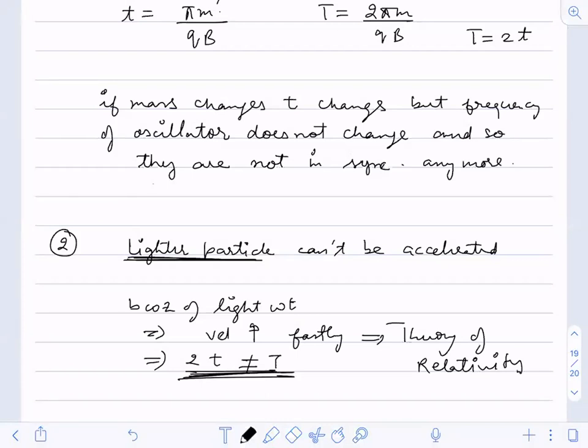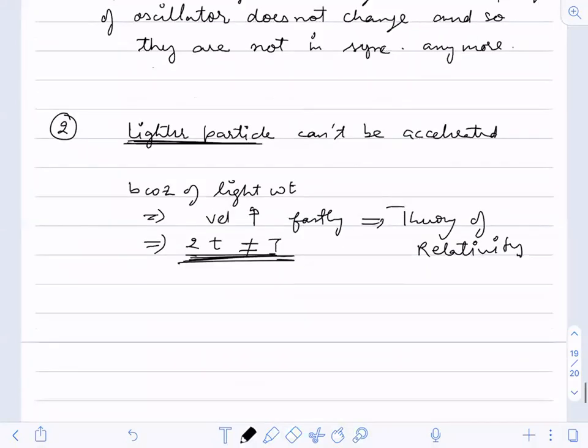If the mass is less, the velocity of the electron, suppose the electron is only there, so we will not use the electron here. Why? Because its mass is very less, and if its mass is less, the particle's velocity increases very fast, so its mass also gets changed. If its mass gets changed, the oscillator frequency and the frequency of the motion of the particle will not be in sync anymore. So that's the second limitation.